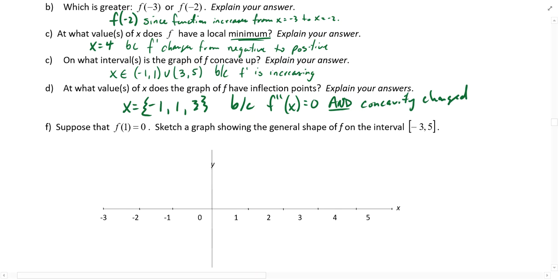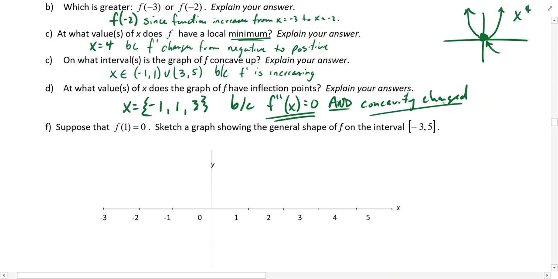We talked about this weird example in class. If I had, say, x to the 4th power, we'd have a graph that looks a lot like a parabola where it flattens off at the bottom. It's entirely possible for our second derivative to equal 0, and at this point the second derivative would equal 0, but the concavity doesn't change in this case. It's always concave up. So it's not sufficient to say that the second derivative has to equal 0. We have to say that the second derivative equals 0 and our concavity changes.